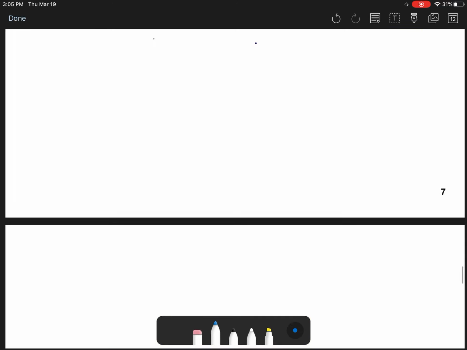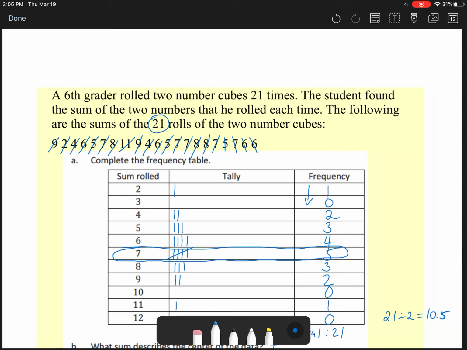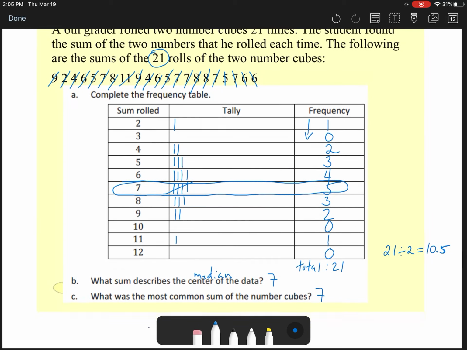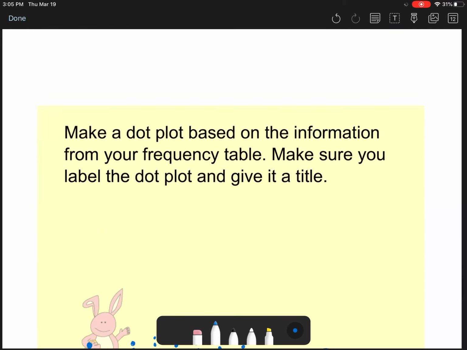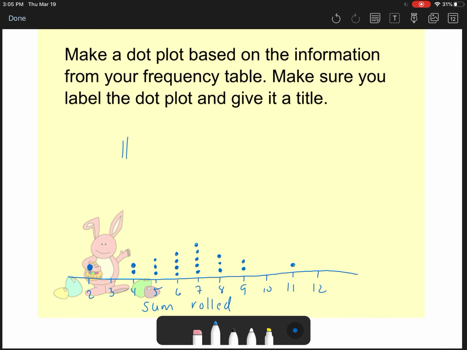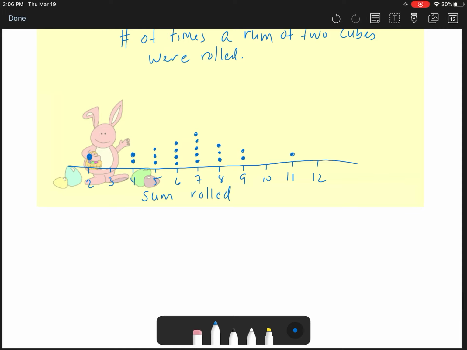And to give it a title, okay, look back at the question. A 6th grader rolled 2 number cubes 21 times. The student found the sum of the 2 numbers that he rolled each time. So you can say number of times a sum of 2 cubes were rolled. Okay, and that is a sufficient title.